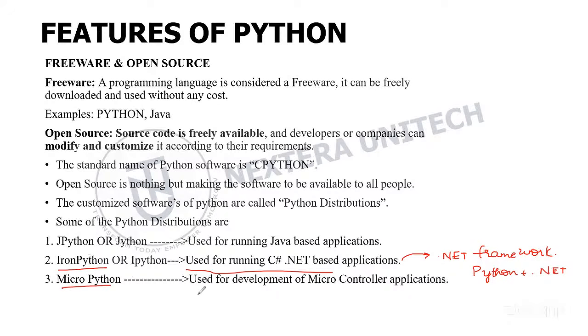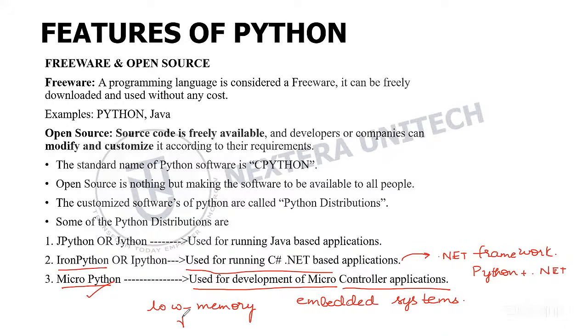And when it comes to MicroPython, it is used for development of microcontroller applications and also embedded systems. So this is a lightweight version of Python and it runs on low memory devices. So some of the examples are IoT devices or robotics, and ESP32, and also Arduino boards.